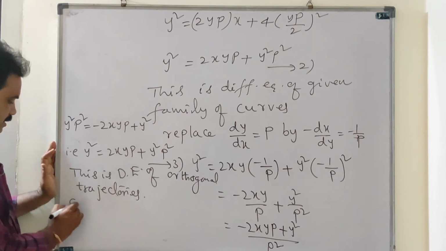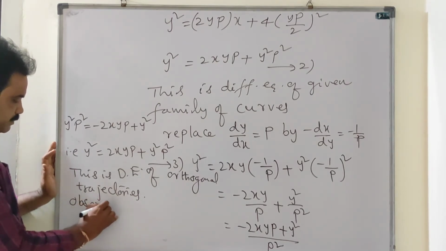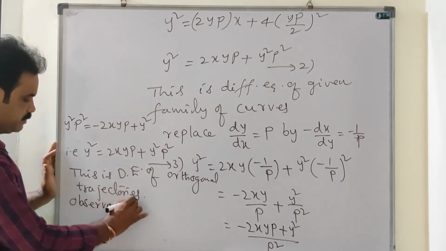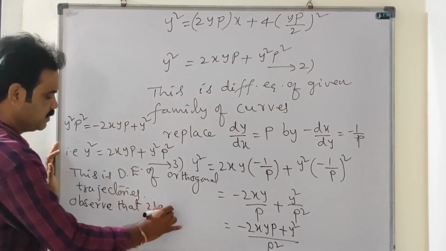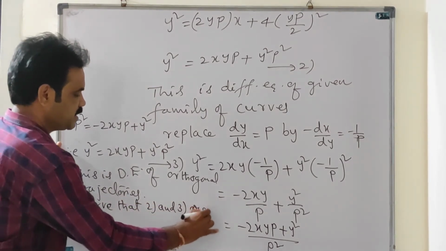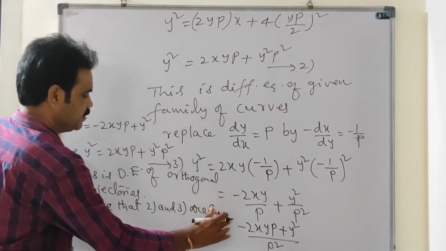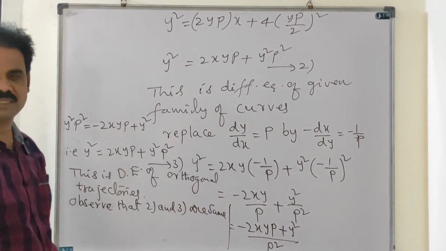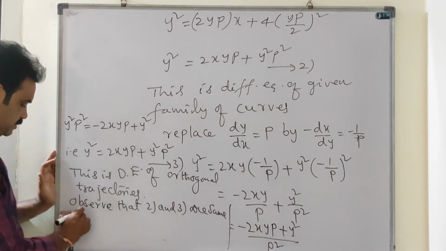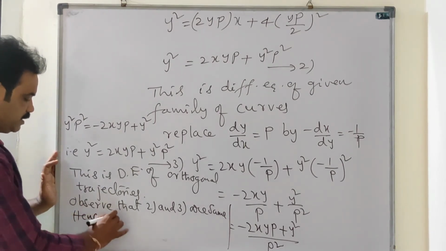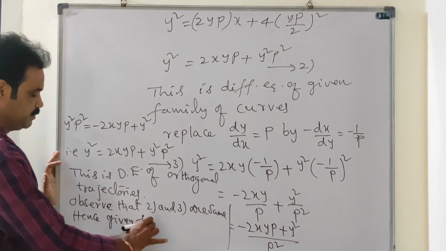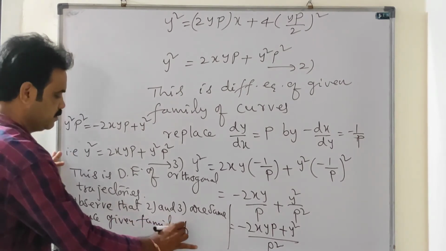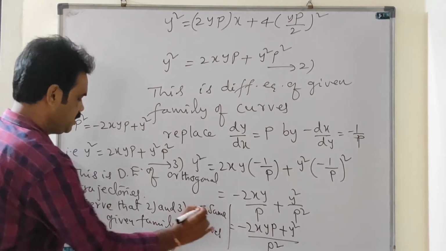Okay, observe that equation 2 and equation 3 are same. Okay, hence given family of curves is self-orthogonal. Hence given family of curves is self-orthogonal.